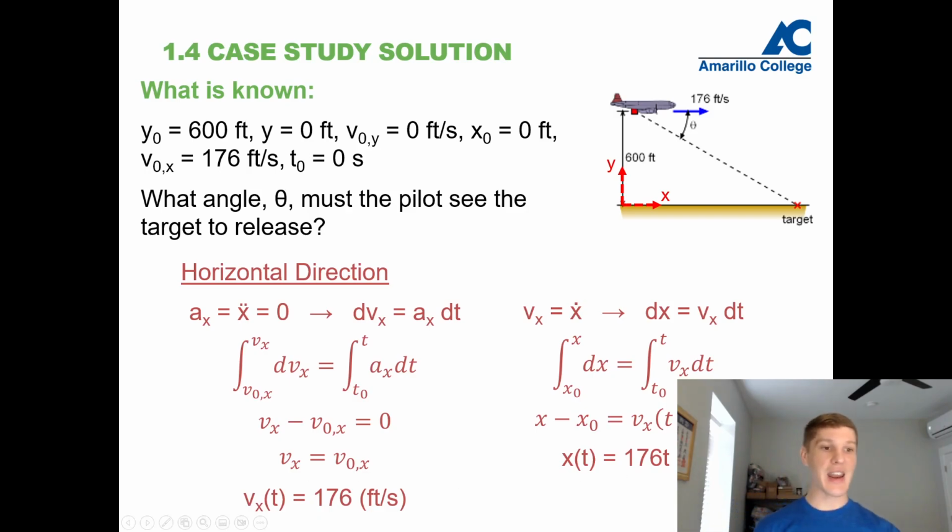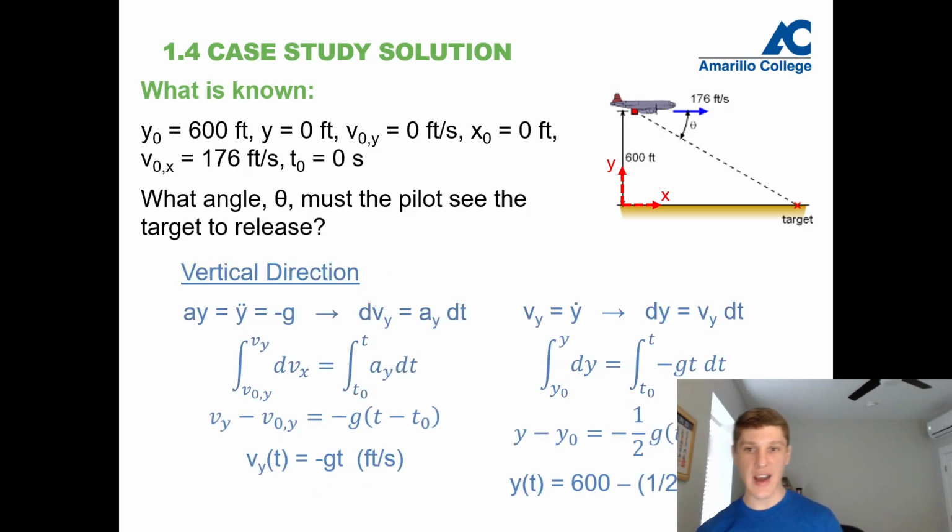Once again, I can integrate this equation. I'm integrating from some initial position to some final position, and integrating v sub x dt from some initial time to some final time, and I derive that same equation that we just saw: some change in horizontal position is equal to our velocity in the x direction times some change in time. Because I've defined x naught to be equal to 0, and I define t naught equal to 0, my position as a function of time is simply 176t.